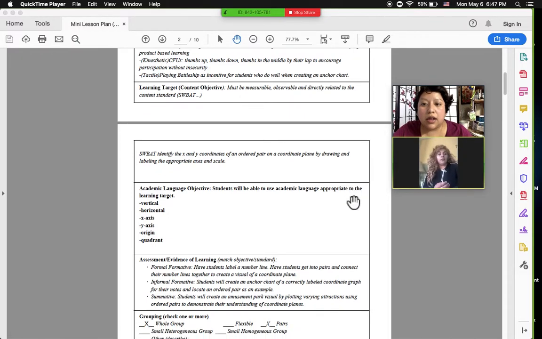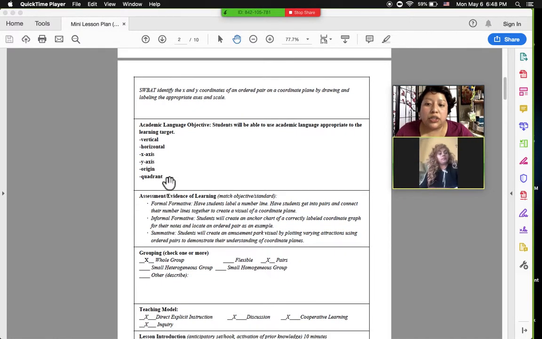So then, in order to establish our learning goal, we talked about something that is very introductory for this lesson, which would be just to identify the x and y coordinate of an ordered pair on a coordinate plane by drawing and labeling the appropriate axis and scale. This is where color coding is very important, because we know that the coordinate plane has a lot of components, and being able to use a varying degree of colors will help to distinguish all those components.